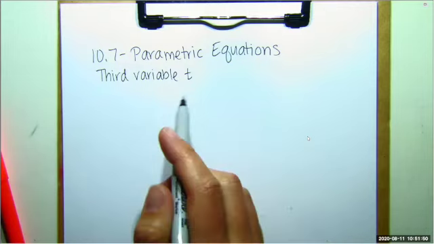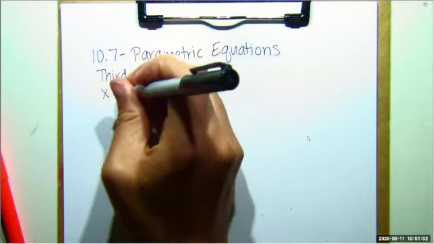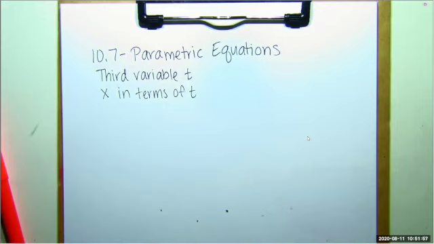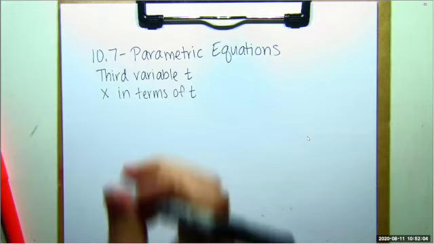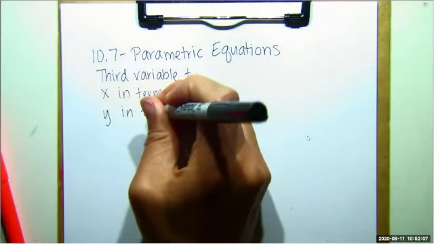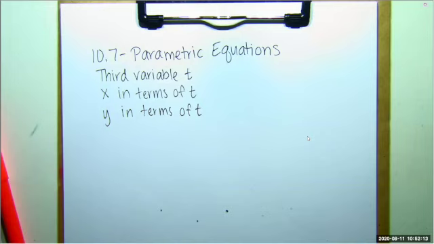So we'll have this third variable t, and then we'll put x in terms of t. In the ball example, we would measure the distance forward traveled by the ball as a function of time. And then y in terms of t. In my ball example, this would be the height of the ball as a function of time. It doesn't necessarily have to be time, but that's one of the common ones we see, which is why we have t for the parameter.